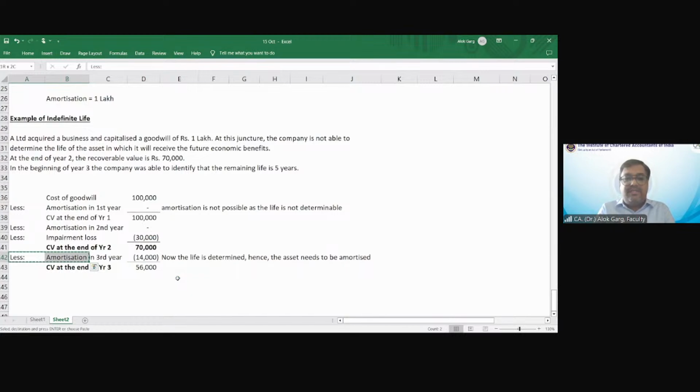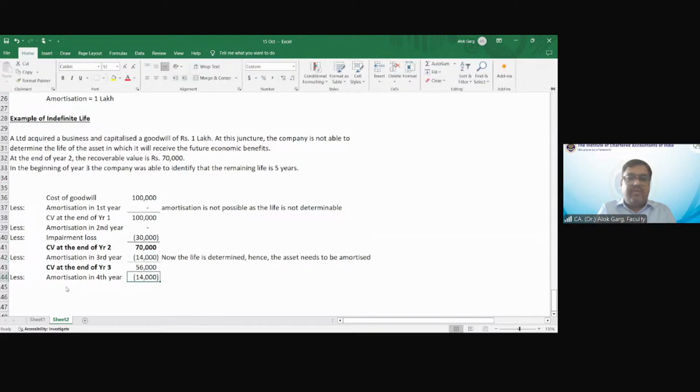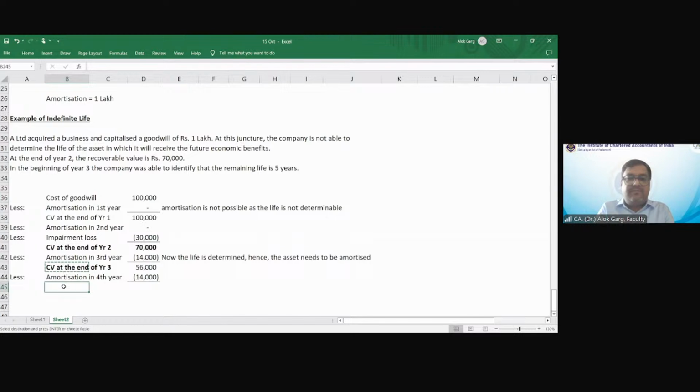What is amortization in the fourth year? $56,000 divided by 4. So what is my carrying value at the end of the fourth year? My carrying value at the end of the fourth year is 56 minus 14, which is $42,000.